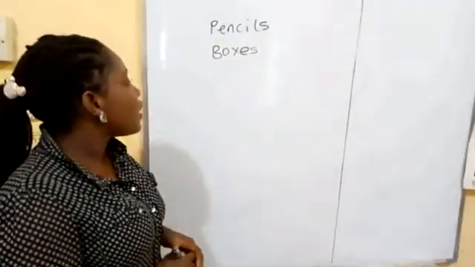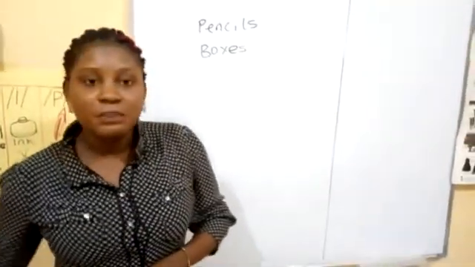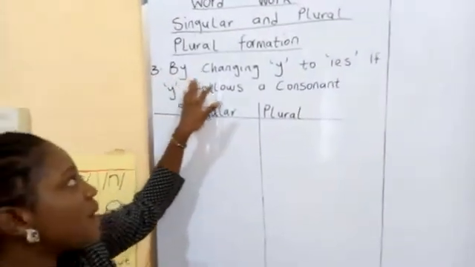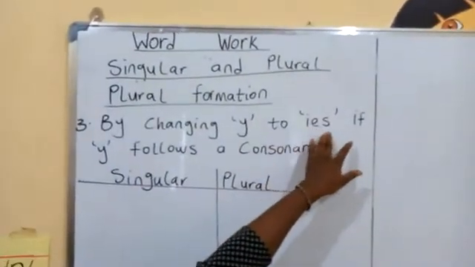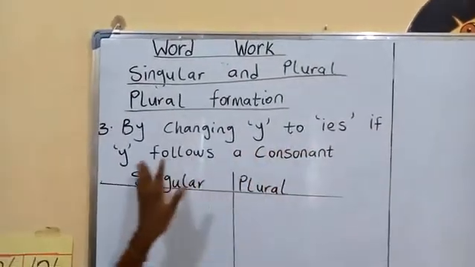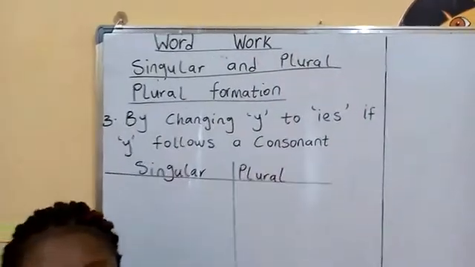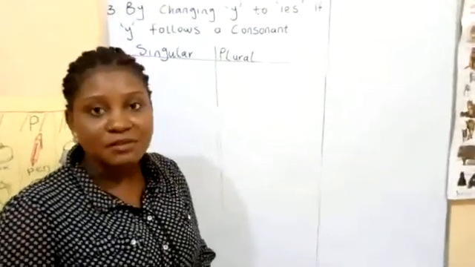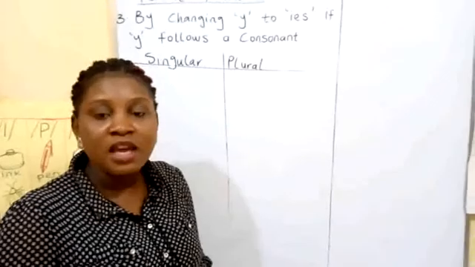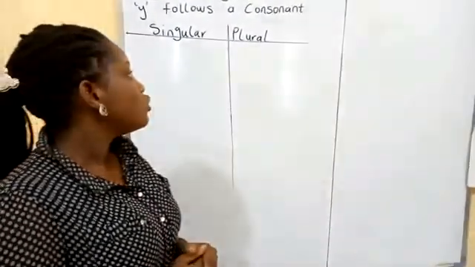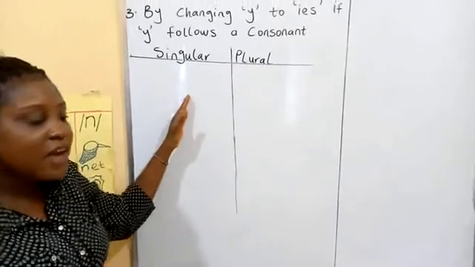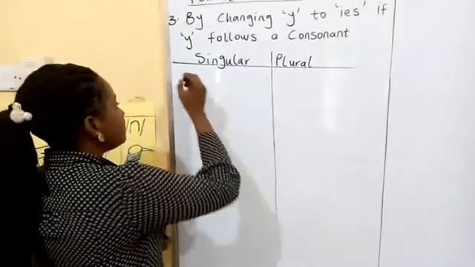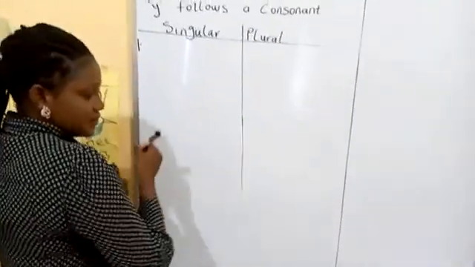Plural. Okay, we are going to look at the third way of forming plural. The third way of forming plural is by changing y to ies, that is, if the y follows a consonant. I believe we are familiar with our consonants. Alright, so how many consonant sounds do we have? We have 21. Okay, so I am going to give you a word, and we are going to identify which letter follows the y.